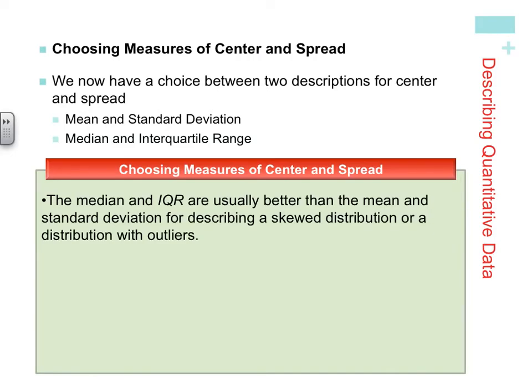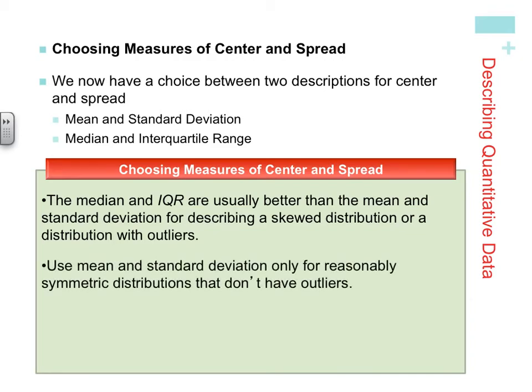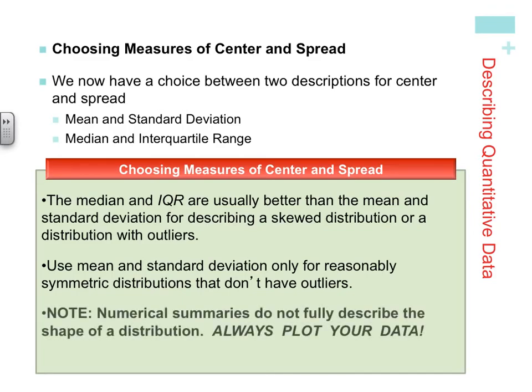Okay, so the median and IQR are usually better than the mean to describe skewed data. Remember that a skewed data distribution is going to pull the mean in one direction, not giving it its best value for its center. You'll use the mean and standard deviation for distributions that are roughly symmetric. They don't have to be perfectly symmetric, so I use the word reasonably, okay? And that don't have outliers, although that's flexible, okay?